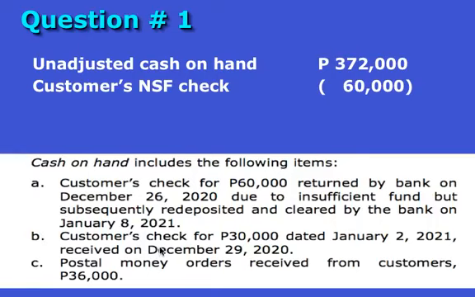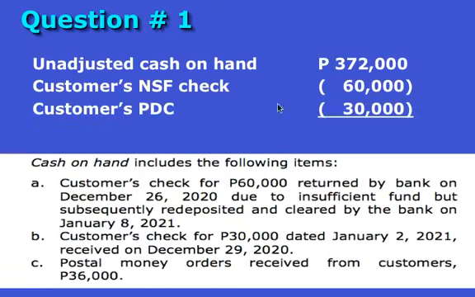Letter B, customer's check for 30,000, post-dated, received December 29. Included in cash on hand, so minus the PDC received. Letter C, properly included, no adjustment. Postal money orders, included properly. So, unadjusted, adjustments, as adjusted.